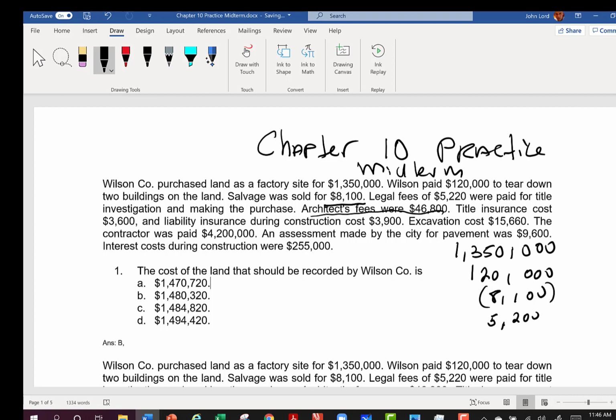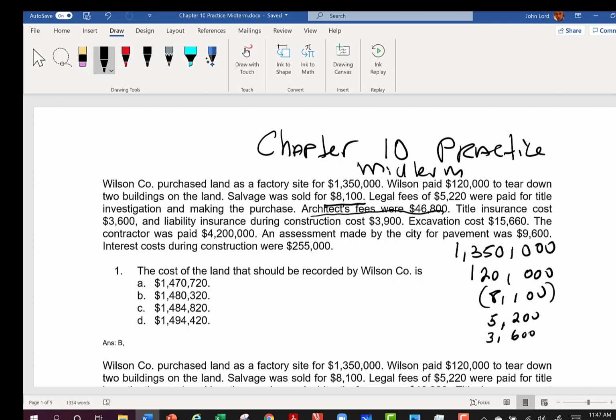Insurance costs 3,600, and that's title insurance. So again, a title insurance basically is an amount the title company makes you pay. So if there is some problem with the title, it's on them to figure out how to work that out for you. So we got to pay some title insurance. Liability insurance during construction, no, that's part of the cost of the building for the construction. Excavation costs. Excavation means digging a hole for the building. Our visual helps us with that, so that's part of the cost of the building.